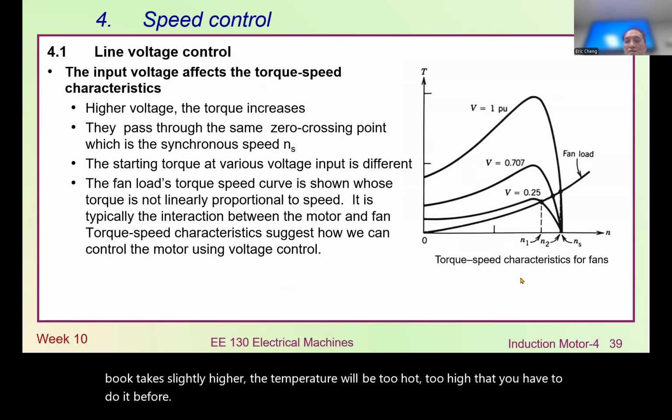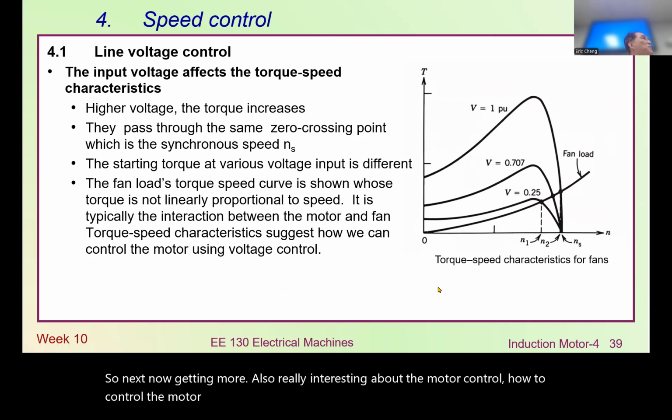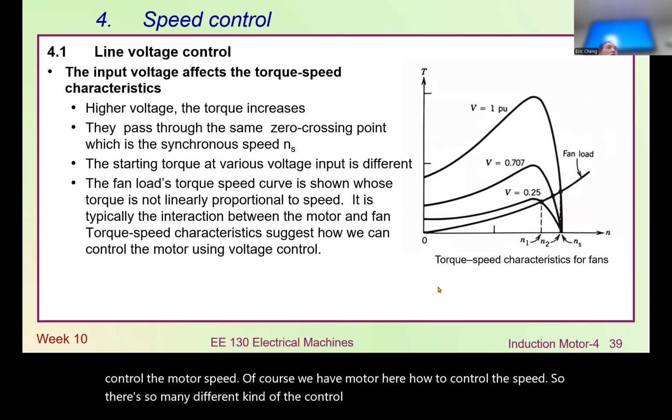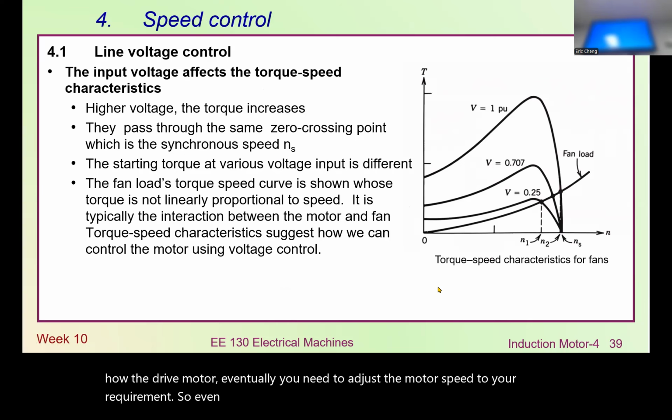Next, now getting to something really interesting: motor control. How to control the motor speed. Of course, we have a motor here, so how do we control the speed? There are so many different kinds of control methods. The basic thing for a motor is that we must control the motor speed. It's the most fundamental method. Whatever way you like to drive the motor, eventually you need to adjust the motor speed to your requirement. Even though you may say, I need to use torque control, even though you control the torque, eventually you just control the motor speed anyway.